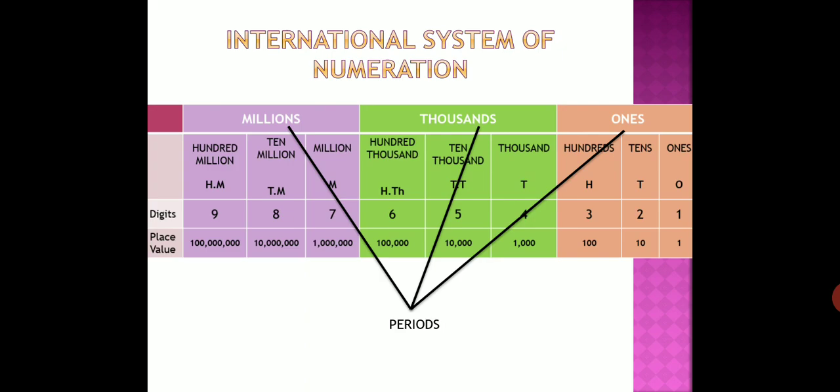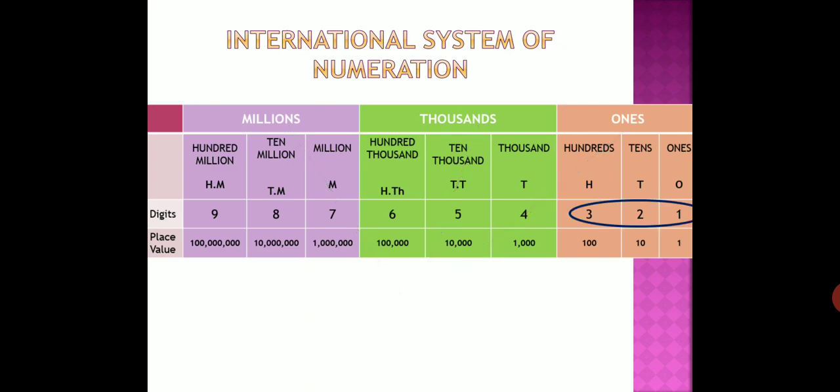Under that, in the ones period, we have ones, tens, hundreds, and in the thousands period, you have thousand, 10,000, 100,000. Just keep a note on it. Under the period thousand, you have three categories. They are 1,000, 10,000, 100,000. And then when you move on to the period millions, under millions you have three categories. They are million, 10 million, 100 million. So in this way we are going to separate the numbers in international system of numeration.